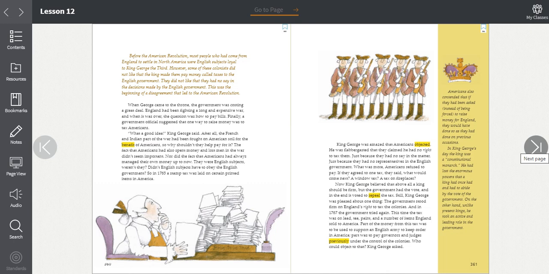Americans had also contended that if they had been asked instead of being forced to raise money for England, they would have done so, as they had done on previous occasions. In King George's day, the king was a constitutional monarch. He had lost the enormous powers that a king had once had and had to abide by the vote of the government. On the other hand, unlike present kings, he did take an active and leading role in his government.